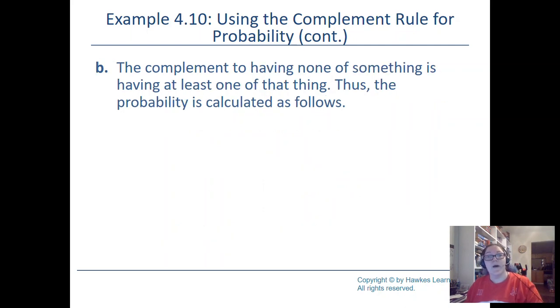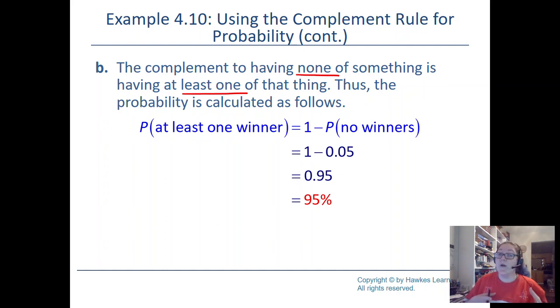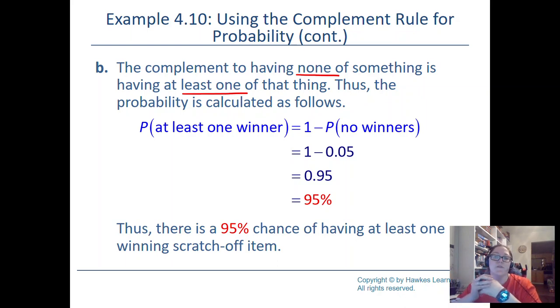Now, the other one we talked about, the complement of having none of something is basically having at least one of it. And that's really important to notice the wording there. So the probability of having none, the complement is having at least one thing. Okay? So our probability of at least one winner is going to be 1 minus the probability of no winners whatsoever. Okay? And the probability of no winners was 5%. So 1 minus that 5% is going to give me that 95%, also known as 0.95. So there's a 95% chance of having at least one winning scratch-off item.